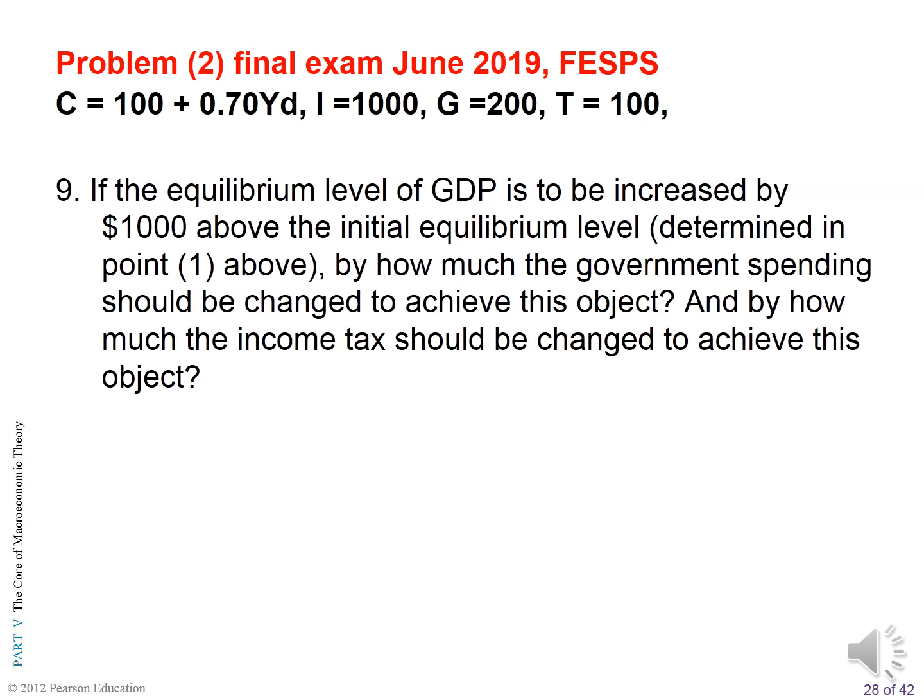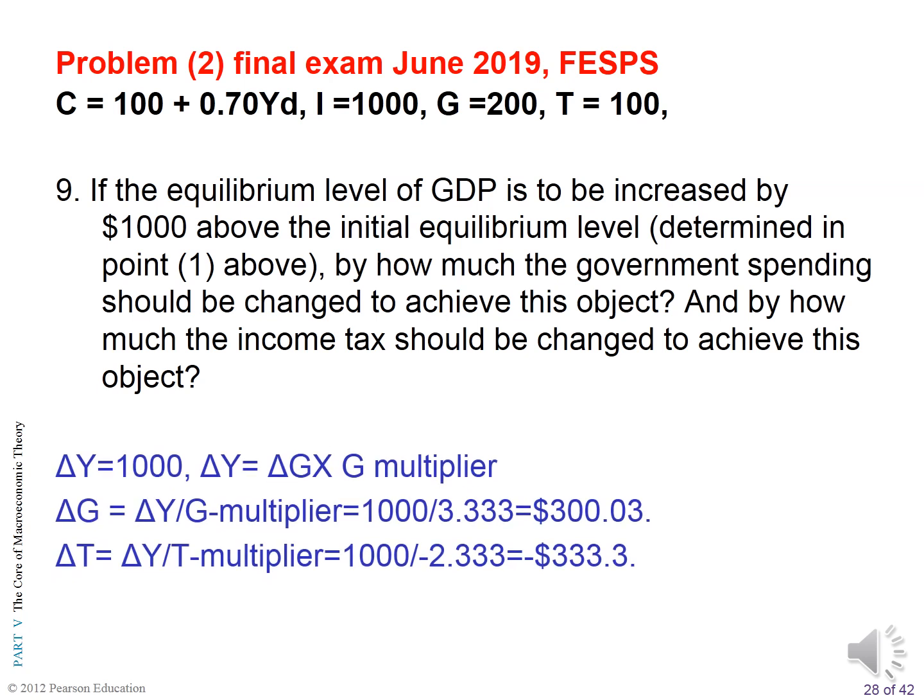If the equilibrium level of GDP is to be increased by $1,000 above the initial equilibrium level, by how much should government spending be changed to achieve this objective, and by how much should the income tax be changed to achieve this objective? Here the question is just flipped a bit: they give you the change of Y and you need to find the change of G or the change of T. It's very easy, using exactly the same equation with the value of the G multiplier and the T multiplier, but now I find G and T according to the value of Y.